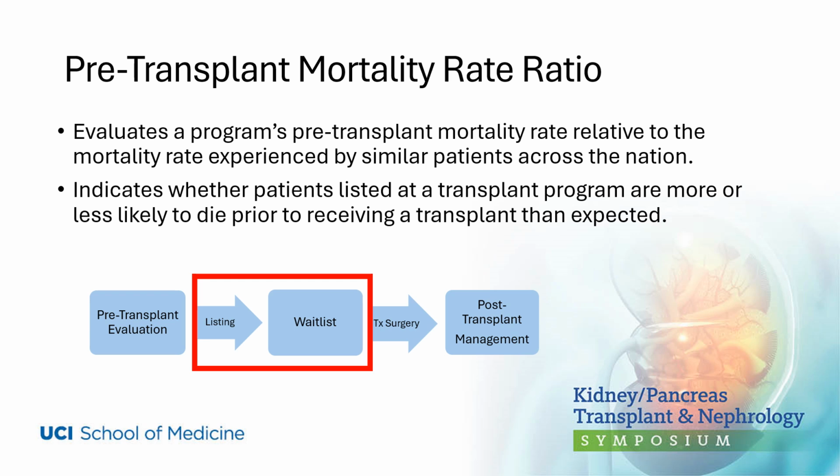The pre-transplant mortality rate ratio is now used to evaluate a program's pre-transplant mortality rate relative to the mortality rate experienced by similar patients across the nation. This metric indicates whether patients listed at a transplant program are more or less likely to die prior to receiving a transplant than expected. And as you can see in the graphic, this metric focuses on waitlist patient care, and that's from the time of listing until the patient is transplanted or removed from the list. It does not consider the pre-transplant evaluation period that occurs prior to listing.